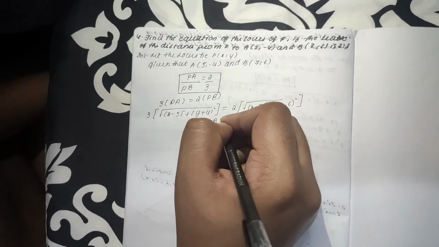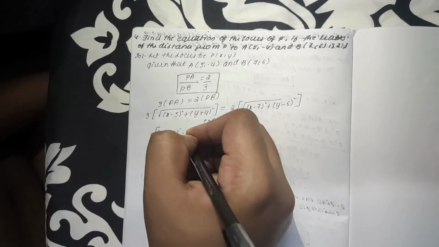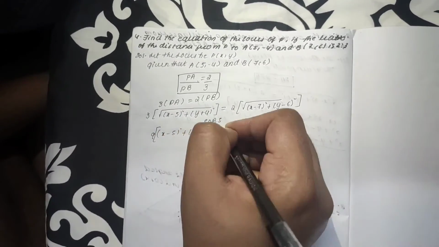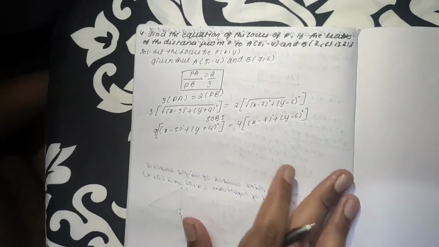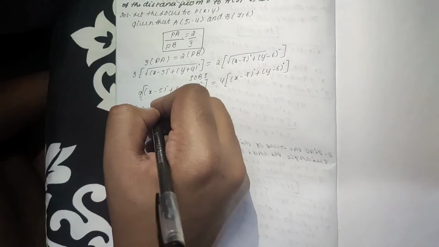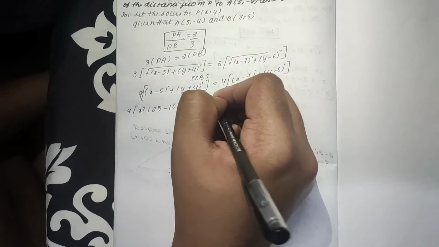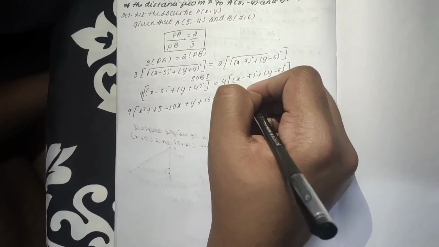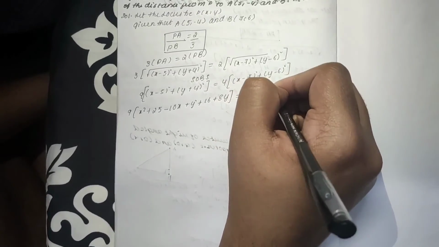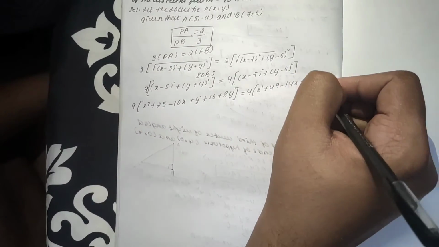Squaring on both sides, this becomes 9 into (x minus 5) whole square plus (y plus 4) whole square is equal to 4 into (x minus 7) whole square plus (y minus 6) whole square. Expand this. So it is 9 into x square plus 25 minus 10x plus y square plus 16 plus 8y is equal to 4 into x square plus 49 minus 14x plus y square plus 36 minus 12y.